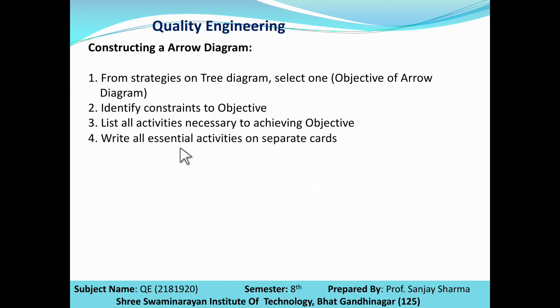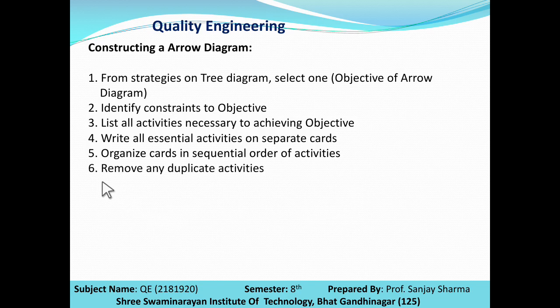Write all essential activities on separate cards. So whatever the essential activities are there to achieve the objective, you have to write them on a separate card. Organize the cards in a sequential order of the activities. So depending on the sequence of the activity, activity number 1, activity number 2, activity number 3, activity number 4, arrange the sequential order of the activity.